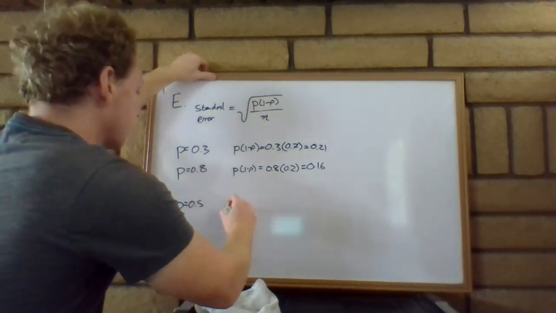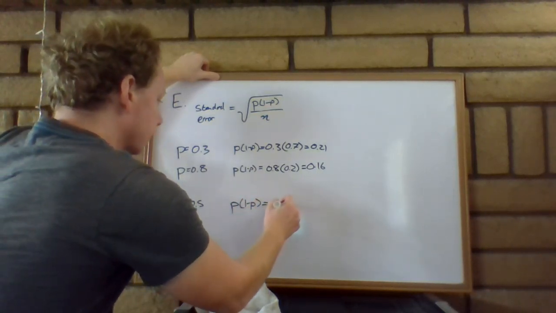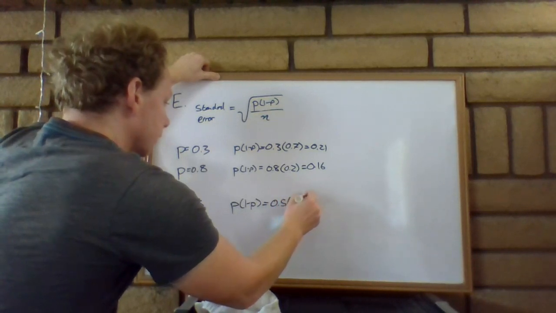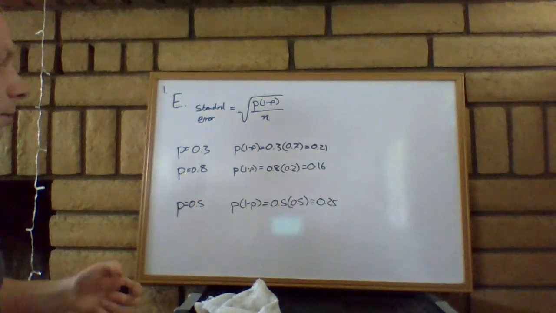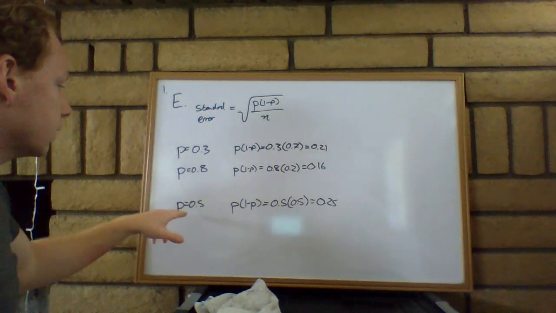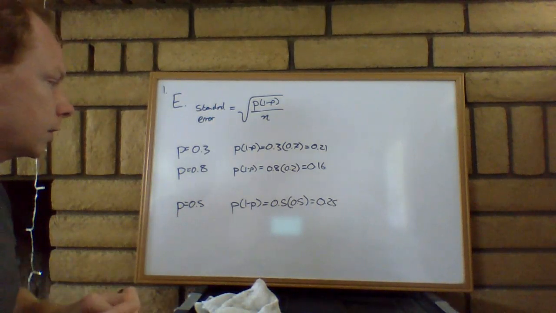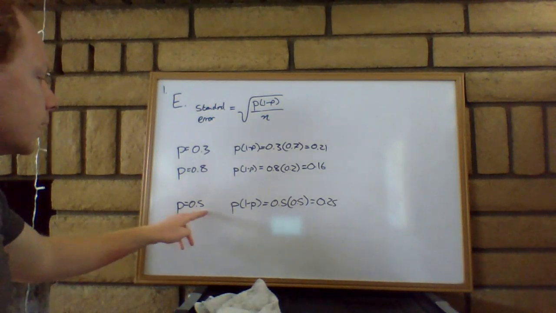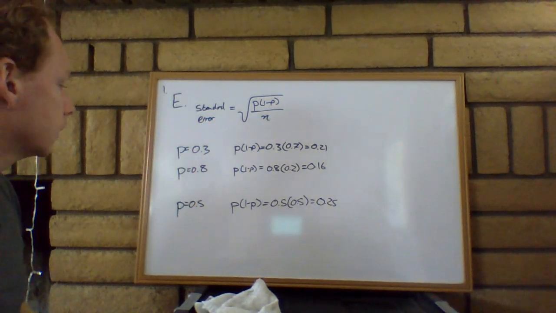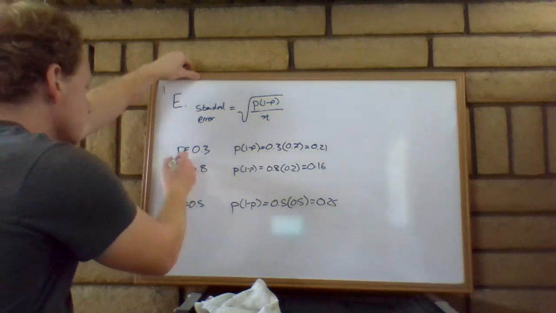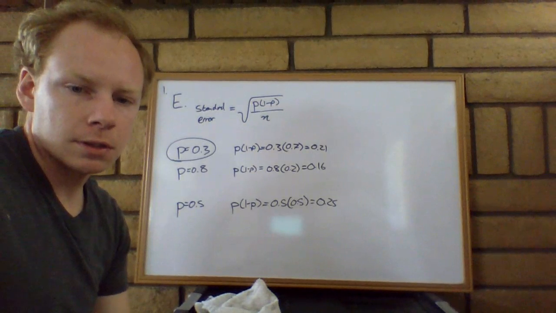0.5, because at that point you'll have p times 1 minus p, which equals 0.5 times 0.5, which equals 0.25. So basically, for any number that you plug in for p that's less than 1 but greater than 0, the further away it is from 0.5, the smaller the standard error is going to be. So for this question, we'll say that p equals 0.3 will yield a larger standard error.